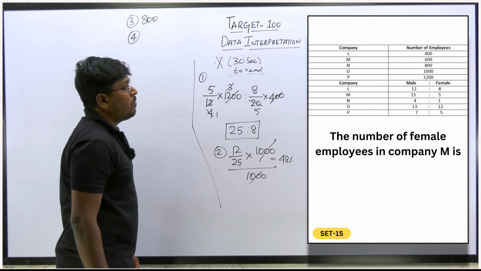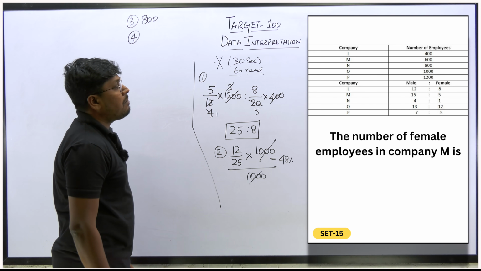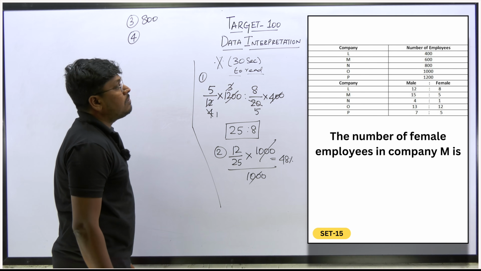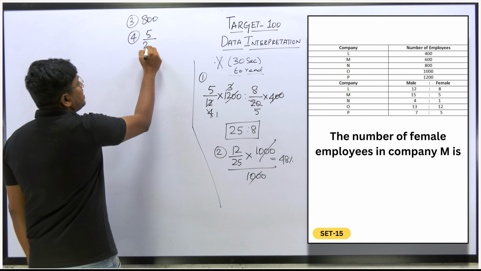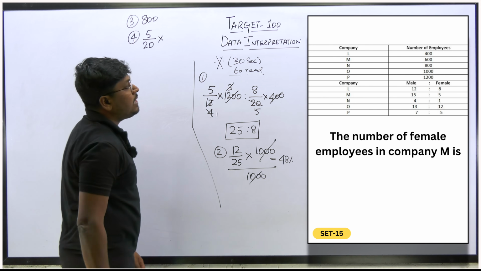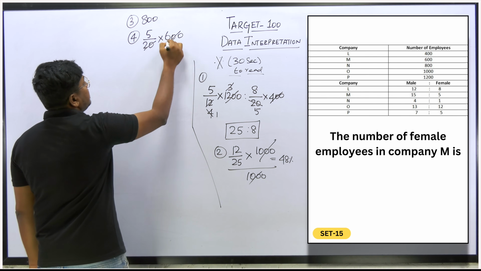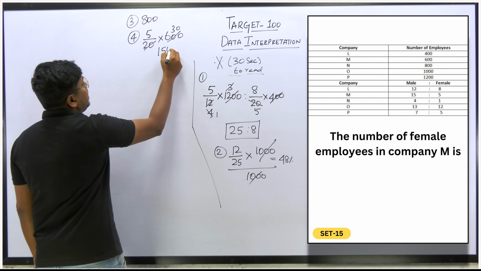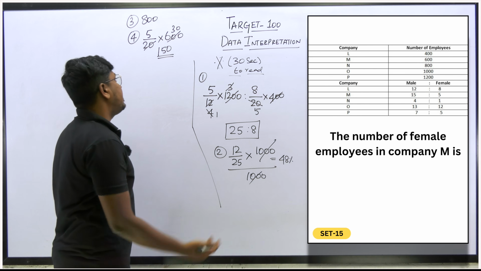So question number 4. The number of female employees in company M is, so the number of female employees in company M. Company M is how much? 5 is the female share, so divided by 20, and in company M, how many total employees are there? 600. That's it. So cancel this 30. So 150. So 150 will be the total number of female employees in company M.